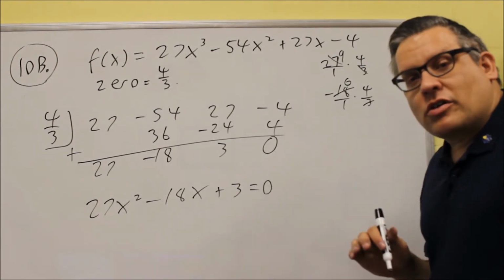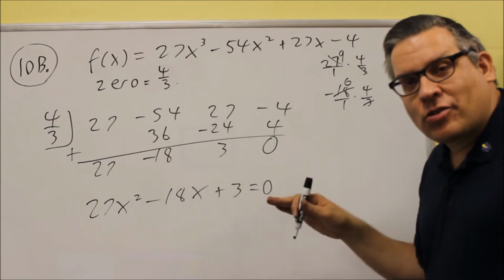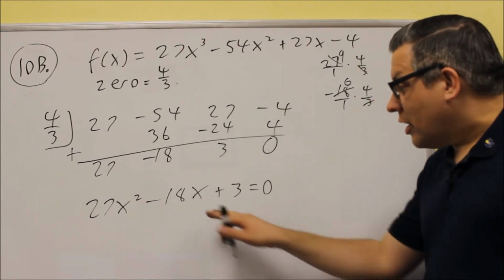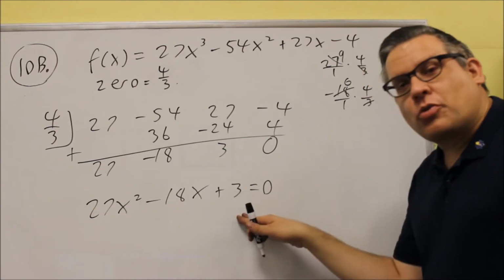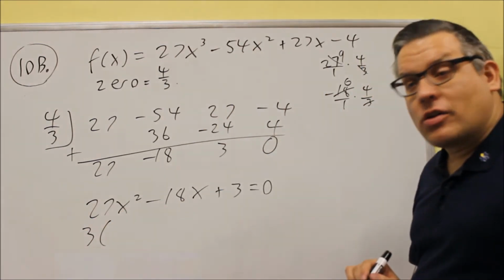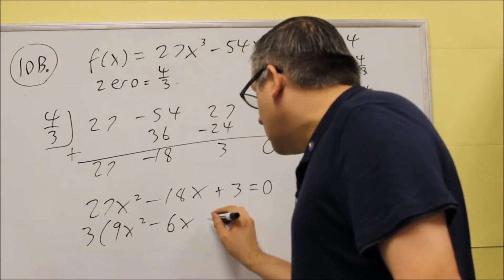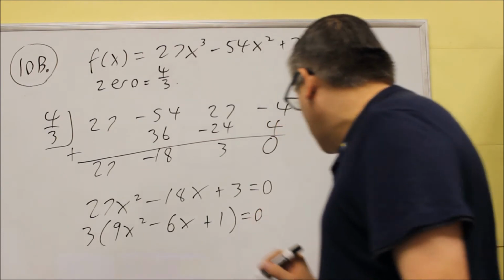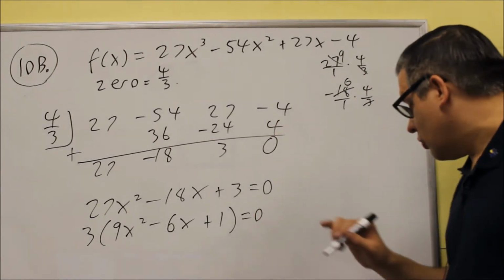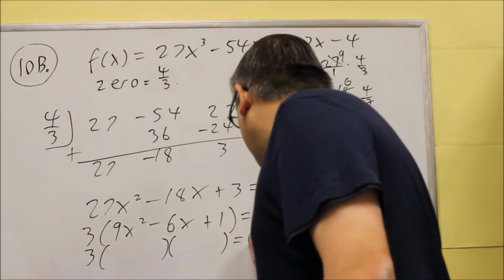It says that we want to factor it, so we want to use synthetic division and factoring to find the other zeros. So for this, we need to factor. First, what we notice here is there's a 3 that we can factor out of this one. That leaves you with 9x squared minus 6x plus 1. But then this we can do another factoring step. So we're going to factor inside here.